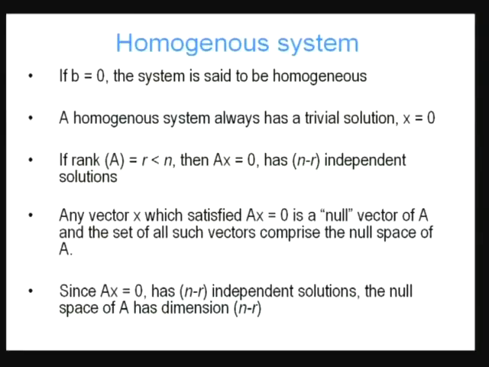The null space of A has dimension n minus R, because as we recall, we said that if rank of A is equal to R less than n, then Ax is equal to 0 has n minus R independent solutions. So the null space of A has dimension n minus R.